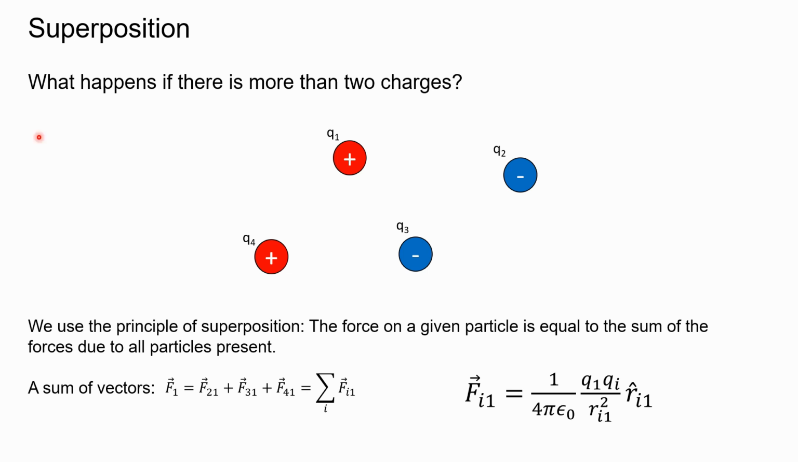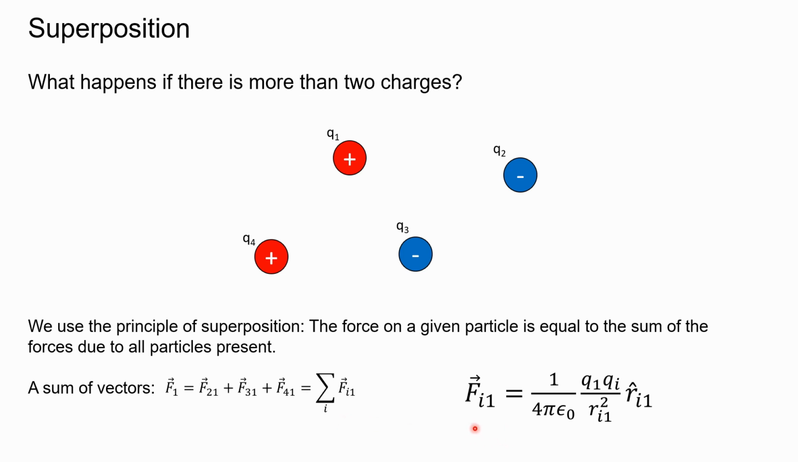For example, in this case we have four charges, Q1, Q2, Q3, and Q4, and the principle of superposition states that the force on a given particle is equal to the sum of the forces present due to all the particles present. Mathematically, this is a sum of vectors. So the force on particle 1 is going to be equal to the force by particle 2 on particle 1, plus the force by particle 3 on particle 1, plus the force by particle 4 on particle 1. Writing this very compactly, this is just a sum of these force vectors over all the other particles onto particle 1.